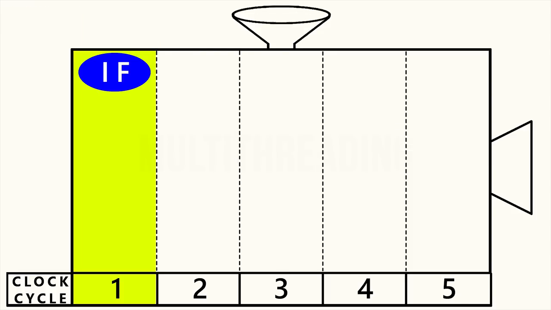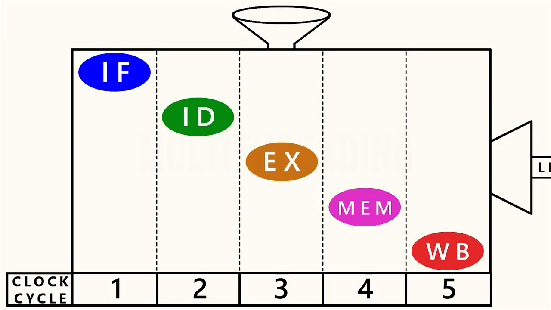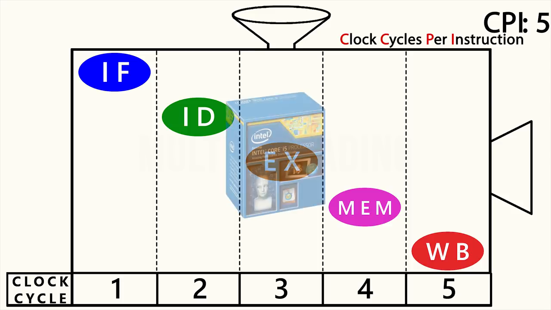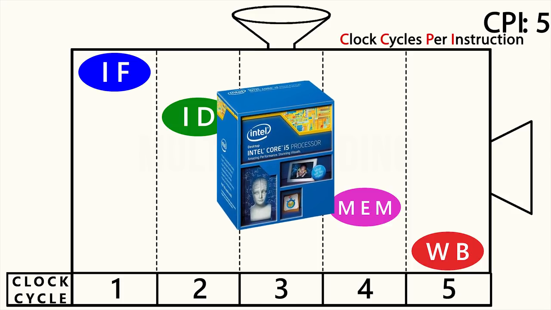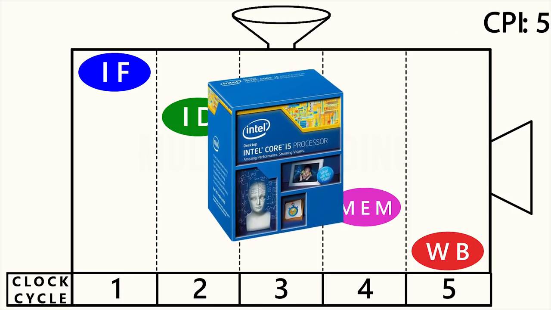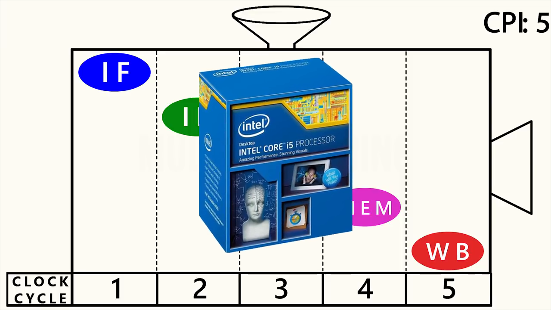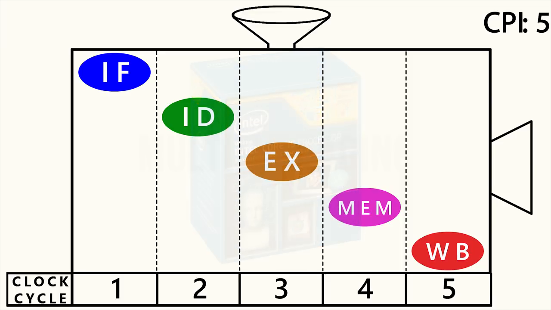Now each step takes 1 clock cycle. This translates to a CPI, clock cycles per instruction, of 5. As a note, most modern processors can execute billions of clock cycles per second. For example, a 3.4 GHz processor can execute 3.4 billion clock cycles per second. Now, a CPI of 5 is very inefficient, meaning the resources of the CPU are wasted.